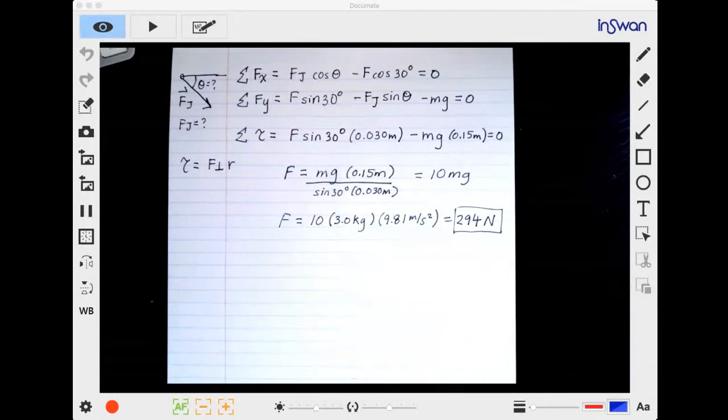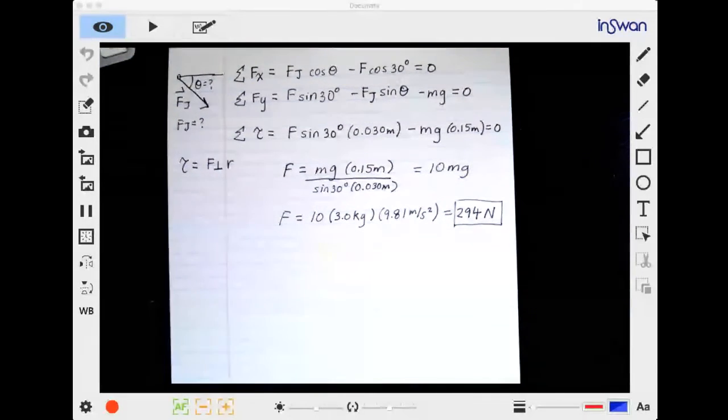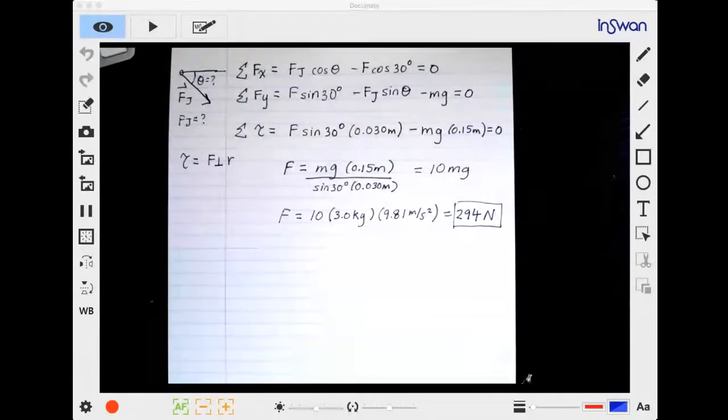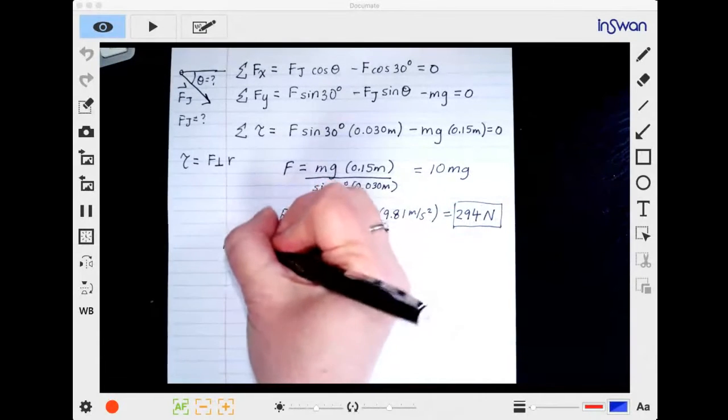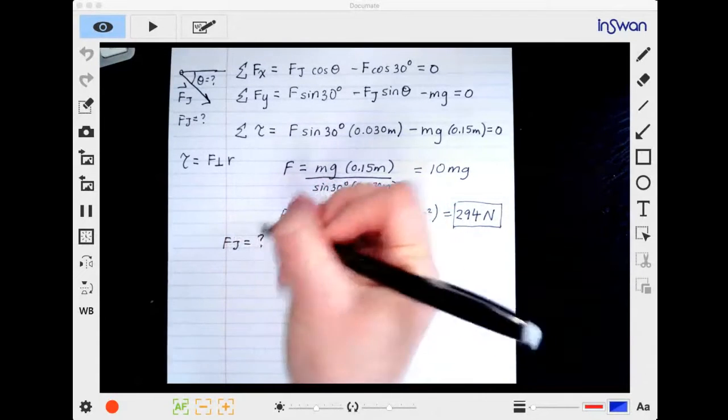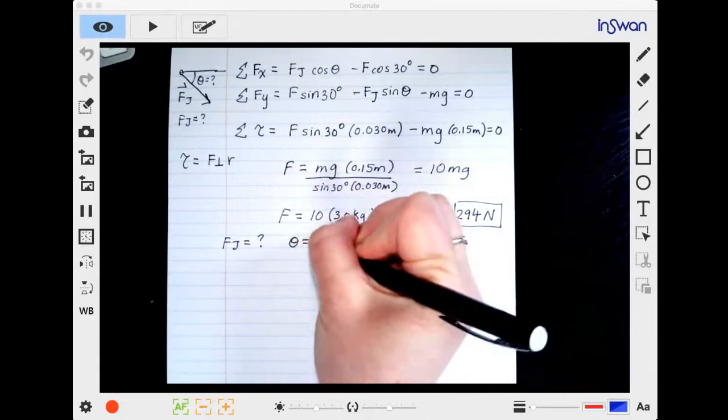Yeah, so torque counterclockwise is positive. That's correct. Okay, so that's how you would figure out the force, F. So you could just stop there, because that's all they asked for. But I thought it would be useful for you to figure out not just that, but what's Fj, the joint force, and what's theta.